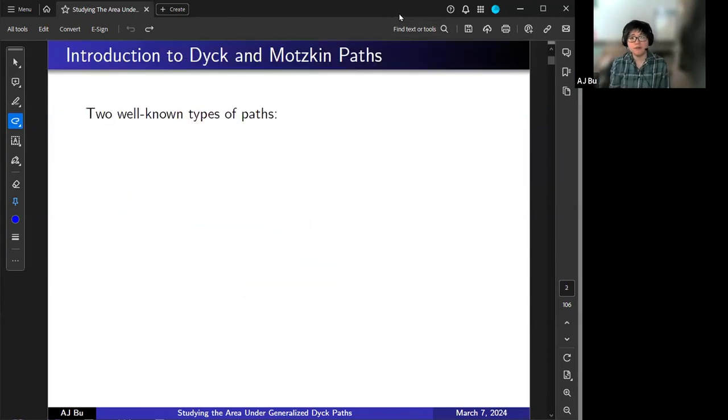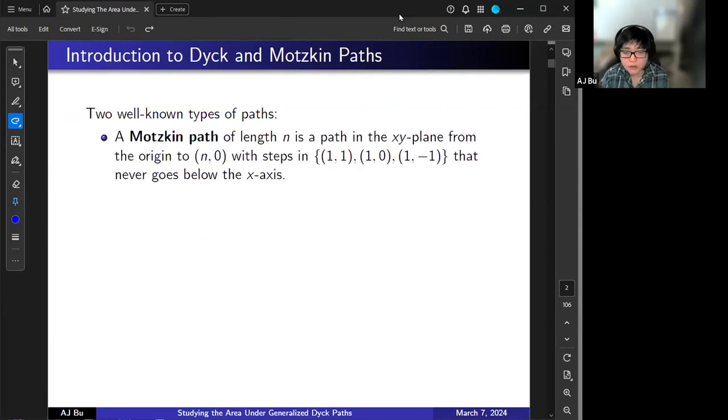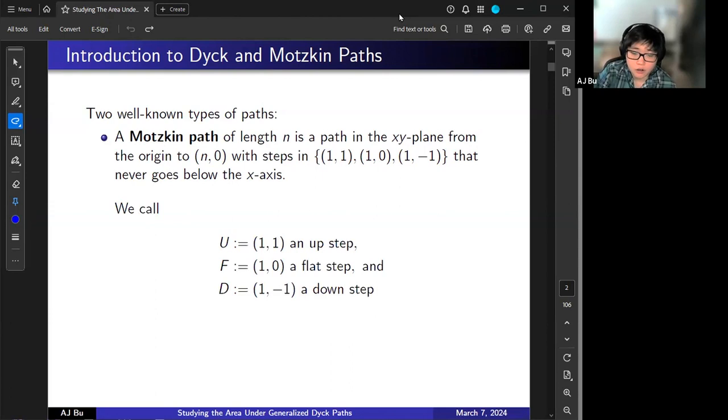Before we go into generalized Dyck paths, let's talk about two well-known types of paths, which are the Dyck and the Motzkin paths. A Motzkin path of length n is a path in the xy plane from the origin to (n, 0) with steps in {(1,1), (1,0), (1,-1)} that never goes below the x-axis. We're going to call (1,1) an upstep.